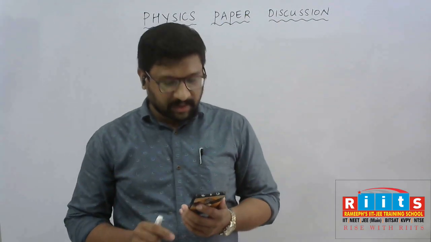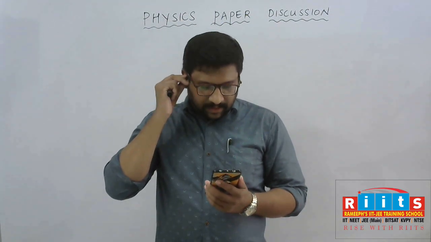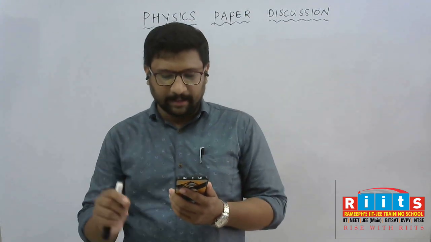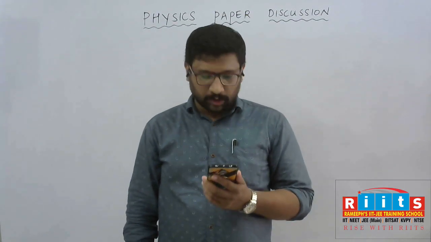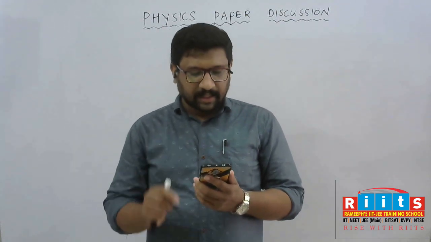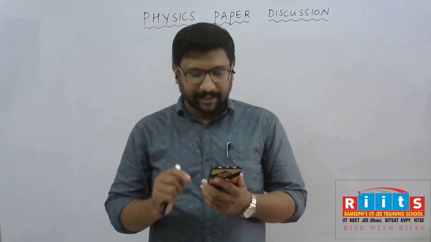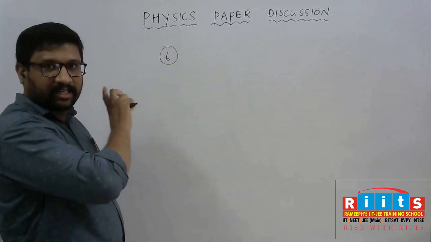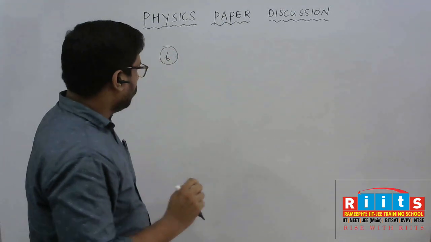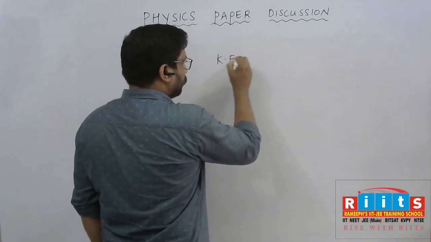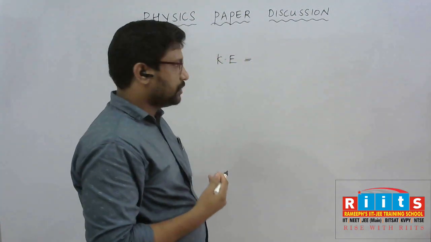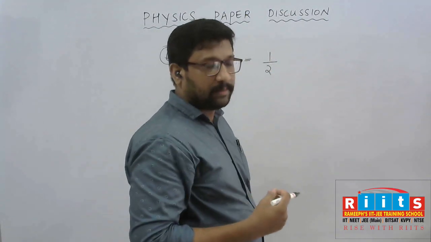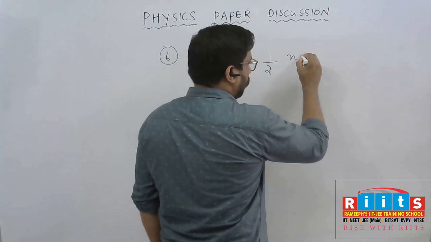Next question, question number 6. An insulated container containing n moles of monoatomic gas of molar mass m is moving with a velocity v0. If the container is suddenly stopped, find the change in temperature. So here in question number 6, they have given a container moving with certain kinetic energy. What will be the magnitude of kinetic energy? It is nothing but half of the total mass of the gas inside the container. There are n moles and molar mass is m.